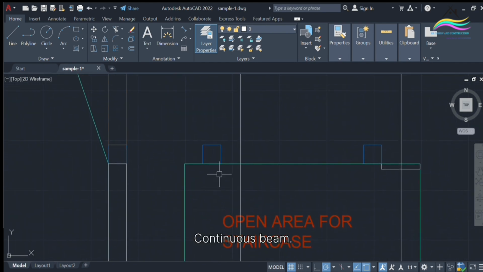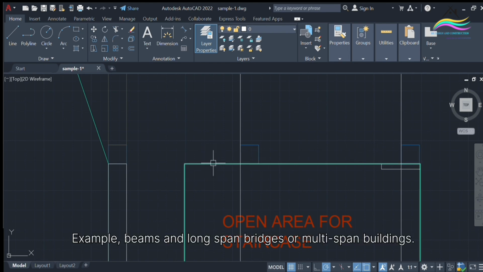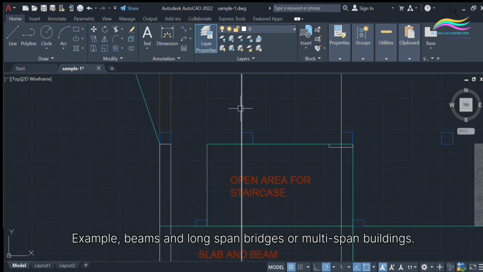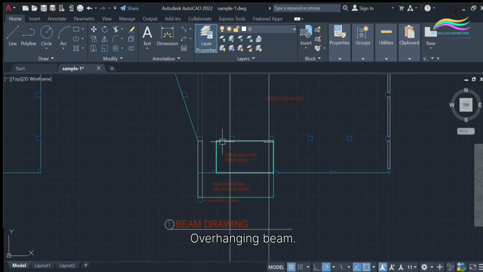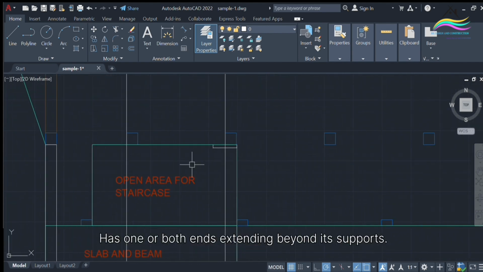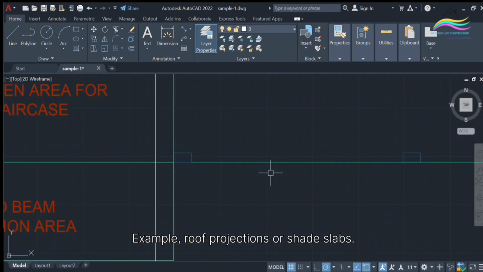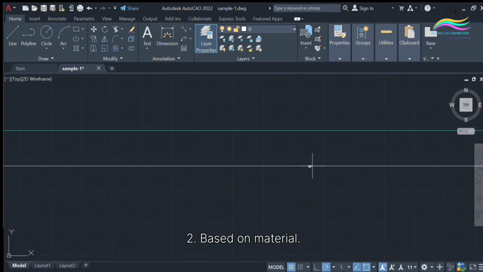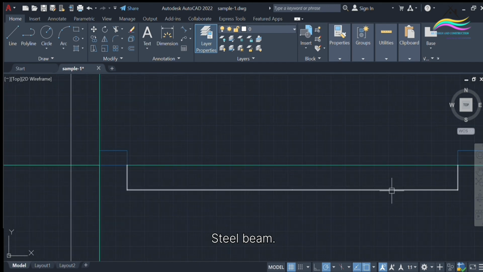Continuous beam. Extends over more than two supports. Example, beams in long-span bridges or multi-span buildings. Overhanging beam. Has one or both ends extending beyond its supports. Example, roof projections or shade slabs. 2. Based on material. Steel beam.